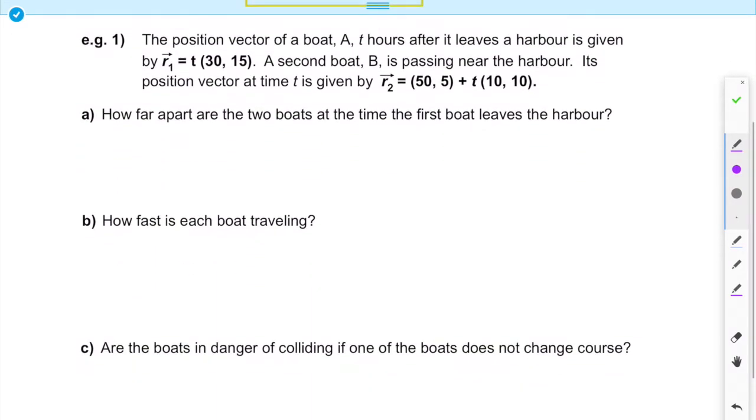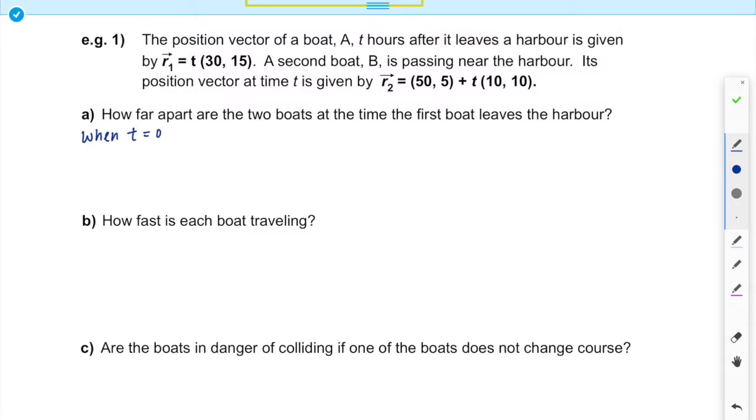So let's apply the idea to an actual problem. Here we have example 1. The position vector of boat A, t hours after it leaves harbor, is given by r1 = t(30, 15). A second boat B is passing near the harbor. Its position vector at time t is given by r2. Part A: how far apart are the two boats at the time the first boat leaves the harbor? So we're really dealing with the initial position, when time is equal to 0.